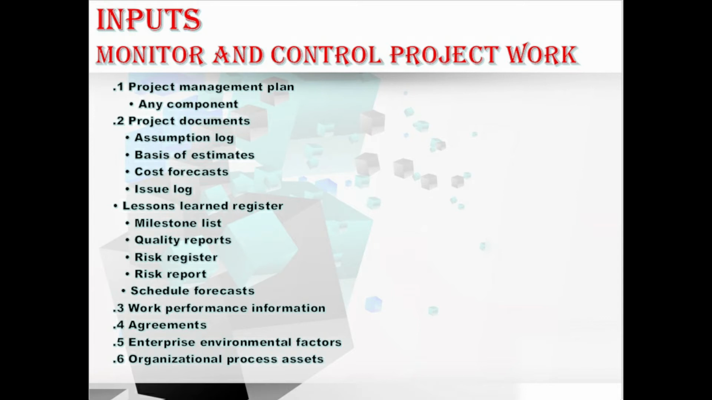Okay. Hope you understood about this input, the project documents. Moving to the next input, we have work performance information. What is work performance information here? The work performance data is gathered through work execution and passed to the controlling processes. And to become the work performance information, the work performance data are compared with the project management plan components, the project documents, and any other project variables. Mainly, this comparison indicates how the project is performing.